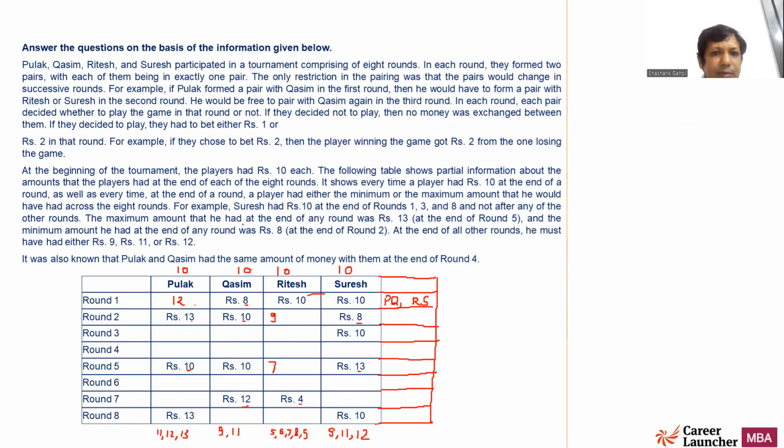Okay, so this is something they have explained. It was also known that Pulak and Qasim had the same amount of money with them at the end of round 4. Okay, so at the end of round 4, Pulak and Qasim had the same amount of money, and what is the possible value that both of them can have? That's 11 or 10. It cannot be 10 because if it would have been 10, it would have been written here. It means this value is supposed to be 11 only. So I already know that this value is going to be 11. So this much I know.